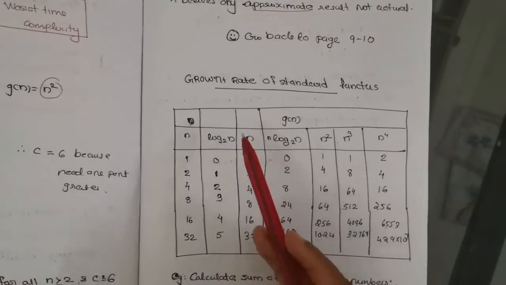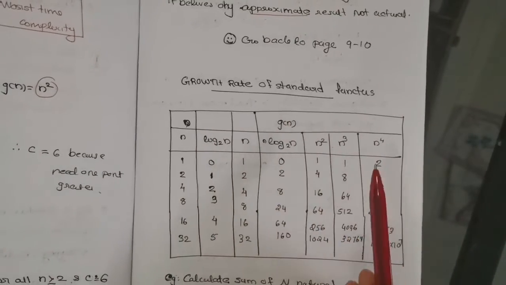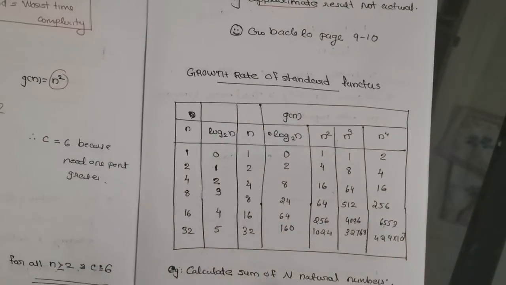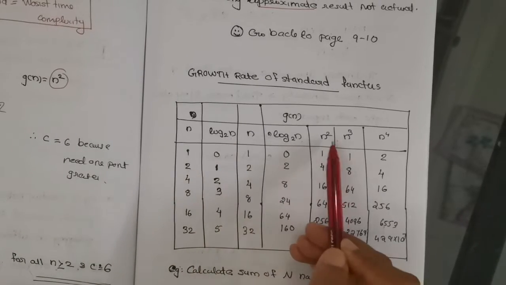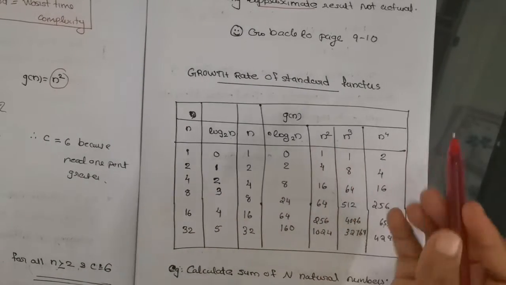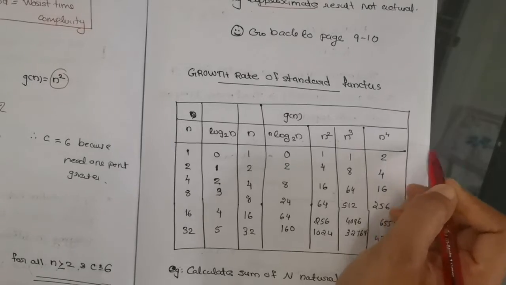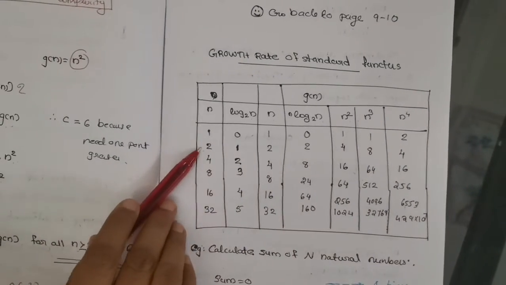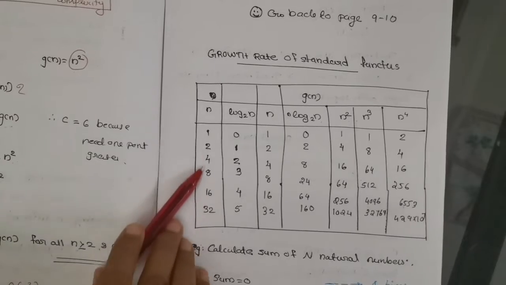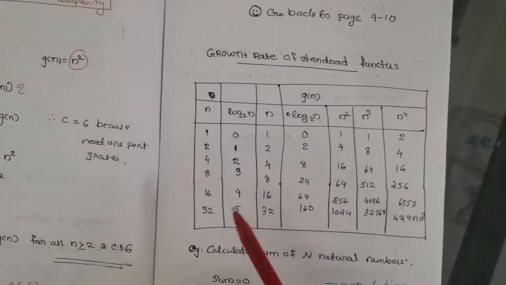So, I will discuss the growth rate of standard functions. Normally, we get log n, n log n, n square, n cube, n raised to 4, or n raised to k, anything. So, first example, n equal to 1, 2, 4, 8. This is the order I just mentioned. Anything you can write here.